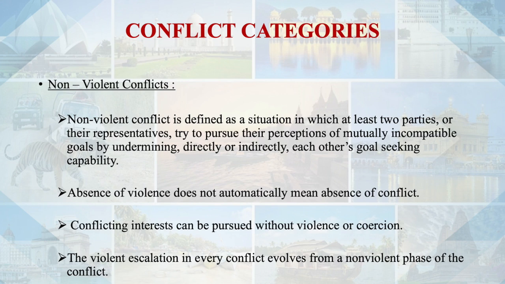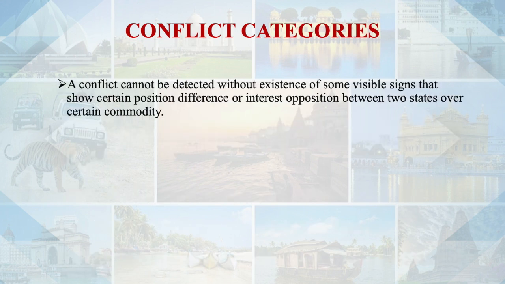Next, see, before violent escalation, every conflict involves a non-violent phase. A conflict cannot be detected without the existence of some viable signs that show certain positions, differences, or interest opposition between the two states over a certain commodity.